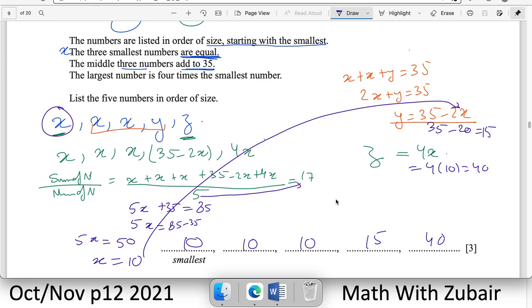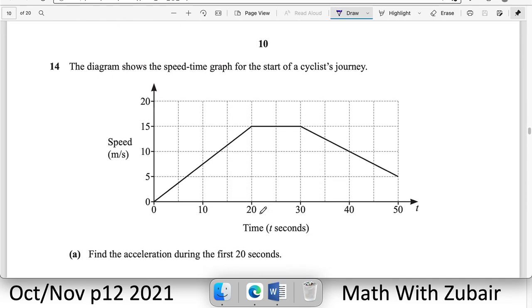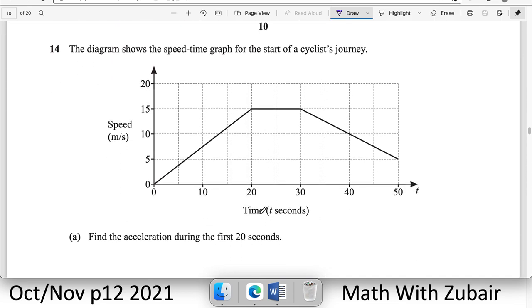That was question number 13. Question 14 is from travel graphs, or you can say kinematics. The diagram shows the speed time graph for the start of a cyclist's journey. Find the acceleration during the first 20 seconds. So acceleration is basically the gradient of this graph.